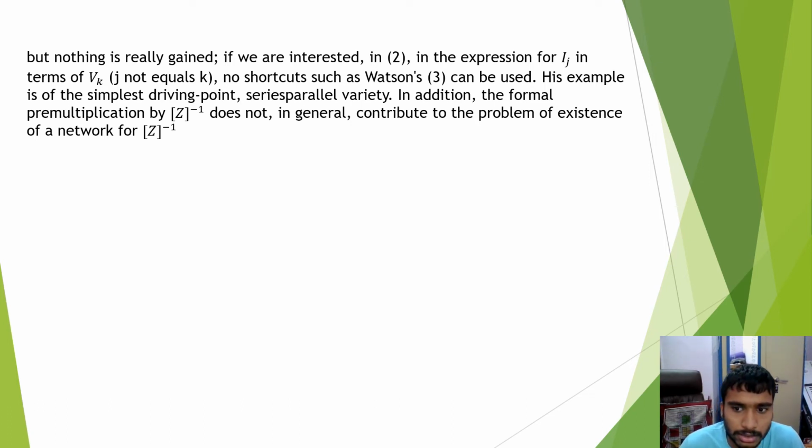Once again, I repeat the paragraph. But nothing is really gained if we are interested in the expression for ij in terms of vk, j not equal to k. No shortcuts such as Watson's 3 can be used. His example is of the simplest driving point, series parallel variety. In addition, the formal premultiplication by Z inverse does not, in general, contribute to the problem of existence of a network of Z inverse.